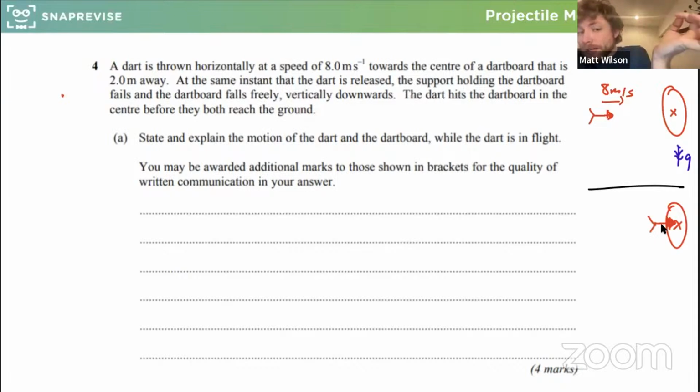We're asked to state and explain the motion of the dart and the dartboard while the dart is in flight. And so it's worth asking what it is that they're actually asking us to explain here. Well, there's 4 marks, so we can probably talk about the horizontal motion and the vertical motion. We state what happens in each case, and then we explain what happens in each case.